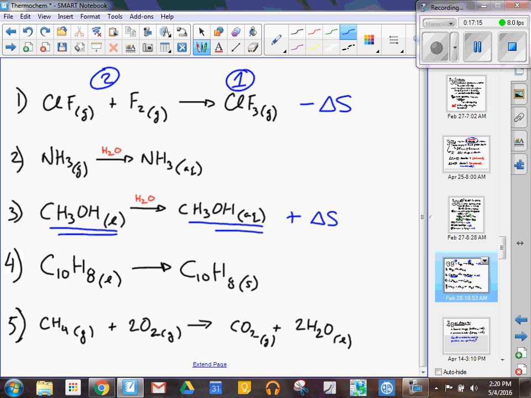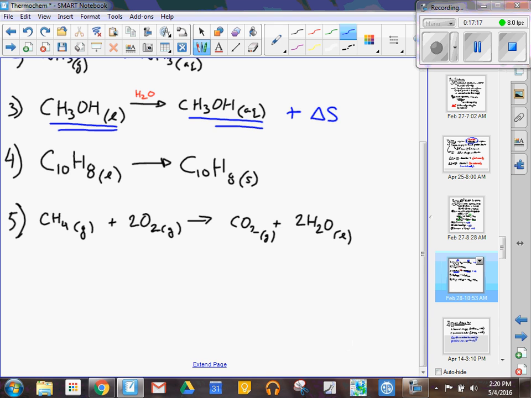And then let's look at the very last one. It looks like on the left we have 3 gas molecules. On the right, just 1 gas molecule and a liquid. So I think we've decreased the number of gas molecules, meaning we've decreased disorder. So this is a negative delta S.